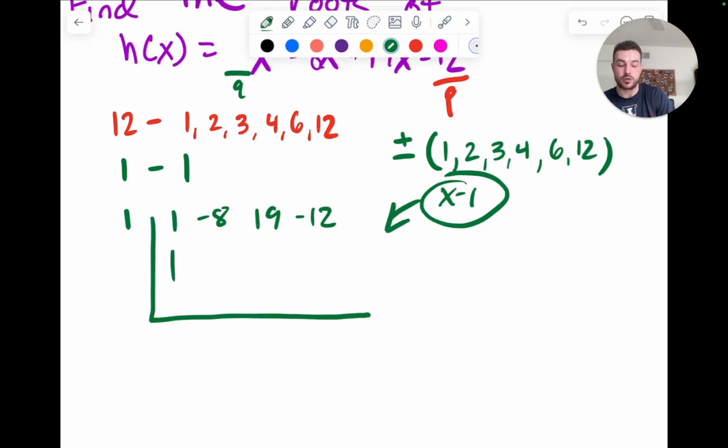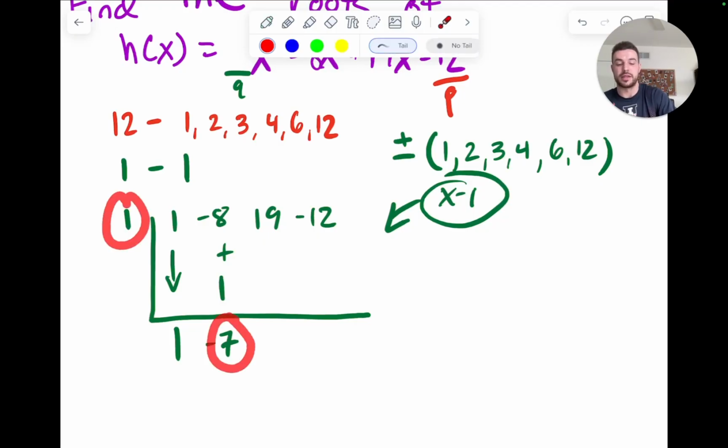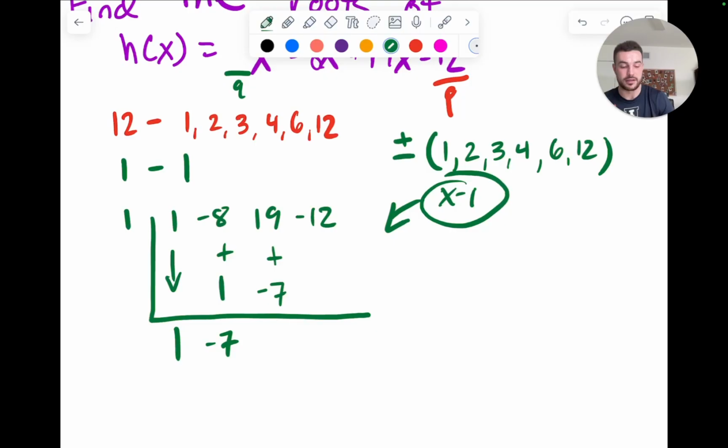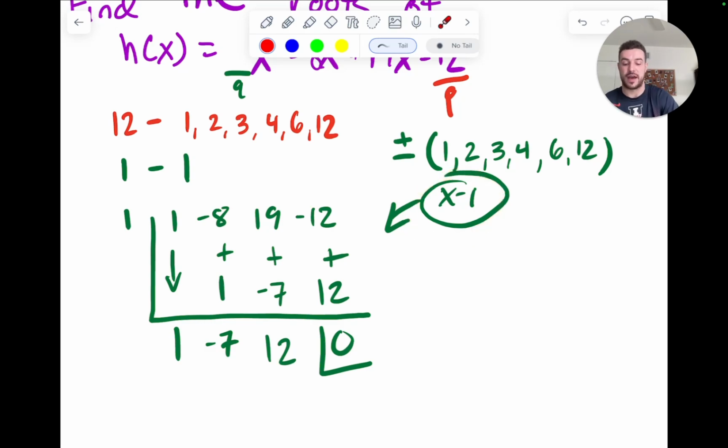So now if I do this, I'm just going to quickly do my synthetic division. We drop the first value, and then we are going to multiply on the outside and add on the inside. Multiply on the outside, and then add on the inside. Now, if I do this, I end up with a remainder of 0. So what that tells me is x minus 1 is a factor because x equals 1 is a root.